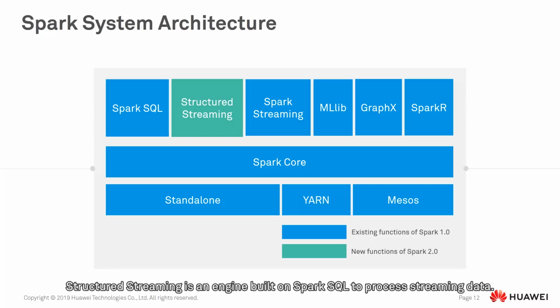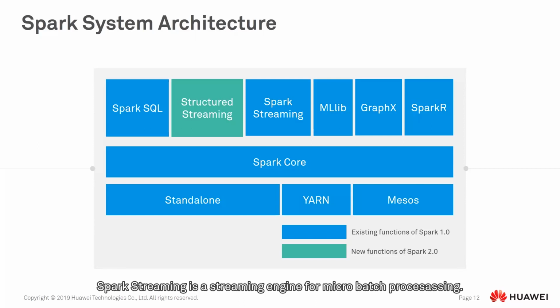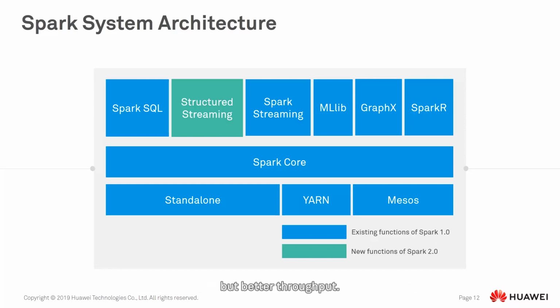Structured Streaming is an engine built on Spark SQL to process streaming data. It's programmed by using Scala and it's fault tolerant. Spark Streaming is a streaming engine for micro-batch processing. Stream data is sliced and then processed in the computation engine of Spark Core. Compared with Storm, it provides weaker real-time performance, but better throughput.